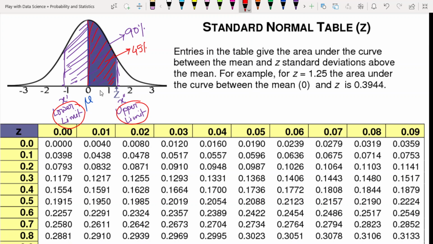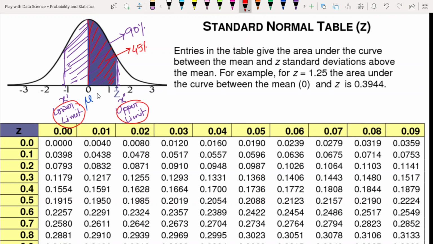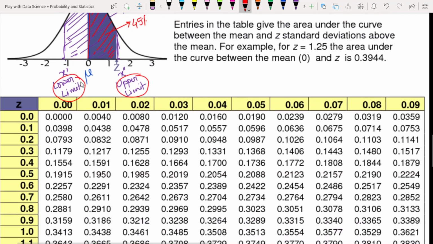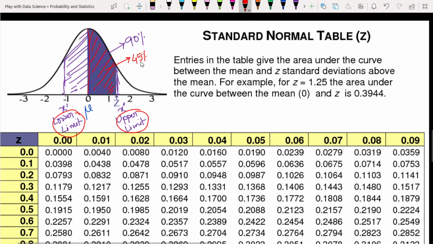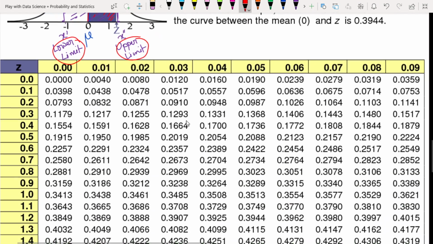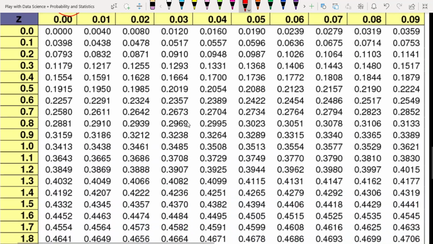Now we have to use these tables; this area is talking about the region from the mean to this range. First we have to find the value where it is 45%. If you convert this 45% to a normal value between 0 and 1, what should the value be? This value will be 0.45. Now we have to find 0.45 in our table.